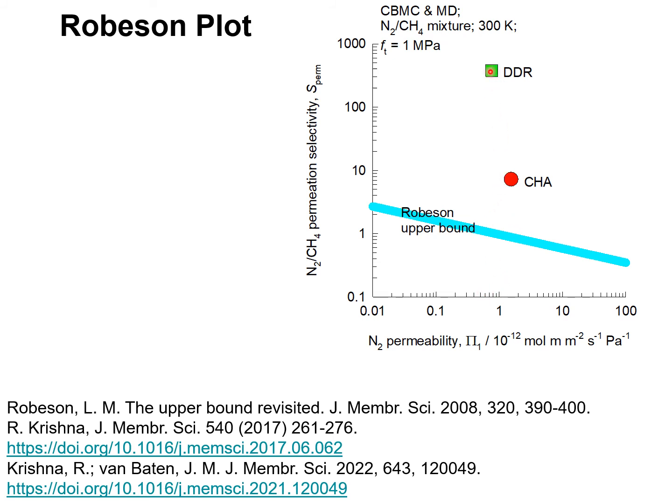The lower membrane permeability is due to the fact that the window dimensions are slightly smaller than those for Chabazite, and therefore the diffusivity of both nitrogen and methane are smaller. But DDR is significantly more selective to nitrogen than Chabazite.